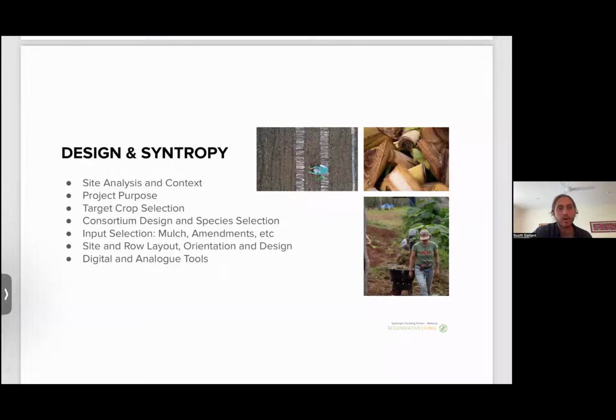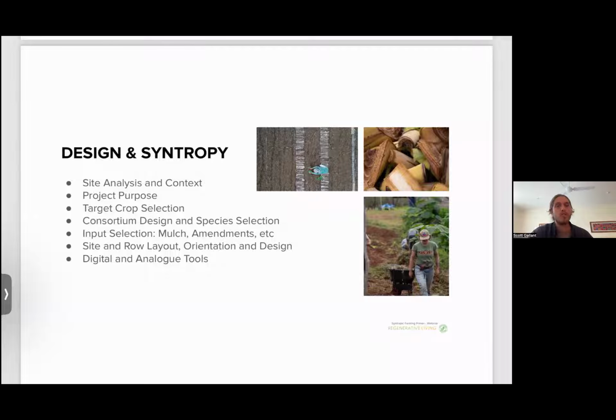Then we're going to focus in on what we're going to call our target crop. What is it that we're really trying to grow? This can be multiple things. This might be a commodity for market. It might be just for our own homestead, but we're really looking to define, get some clarity there. Like, we're trying to grow X, Y, and Z.